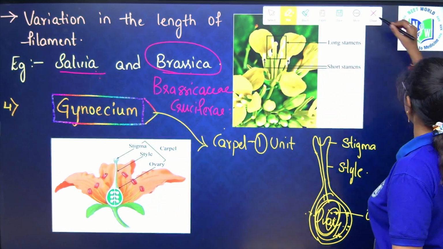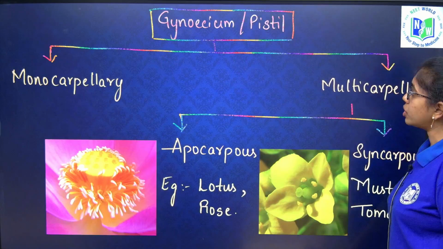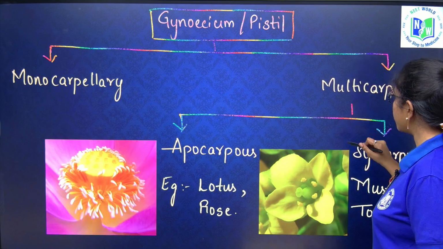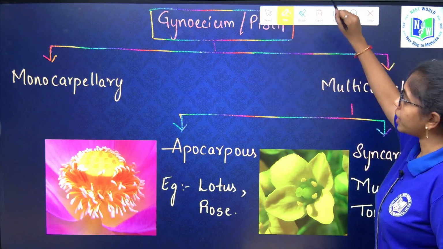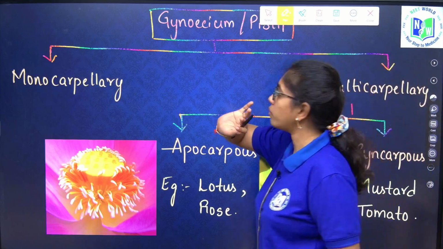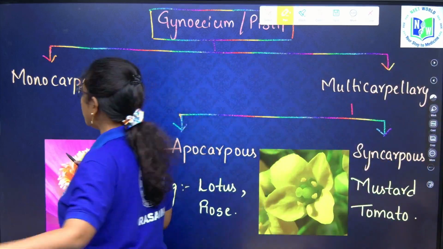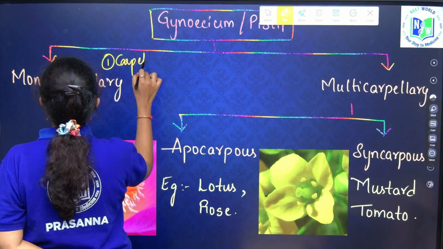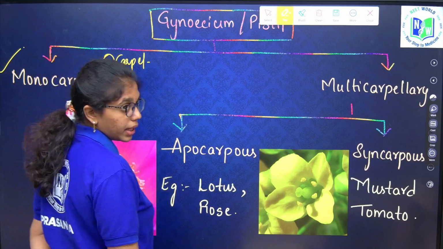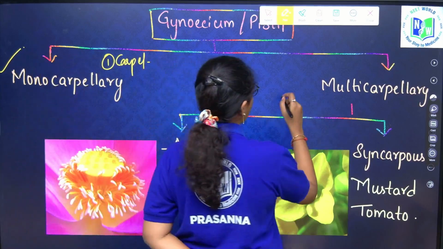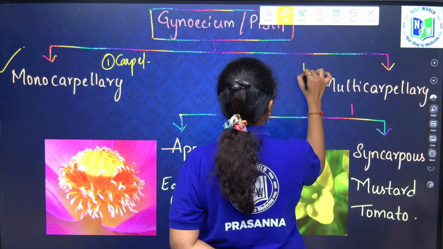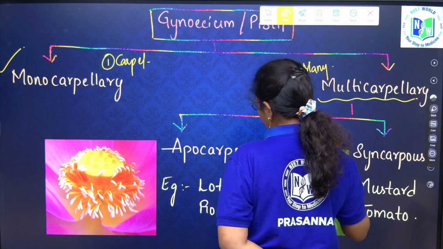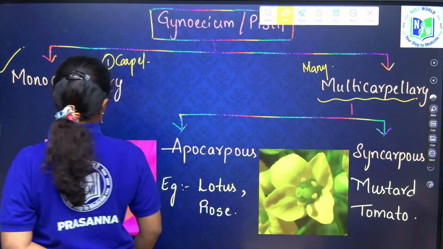Clear? Now gynoecium, which is also called pistil, consists of many units of carpel. If it has only a single carpel, it is called monocarpellary. If it has more than one carpel, many carpels, it is said to be multicarpellary.